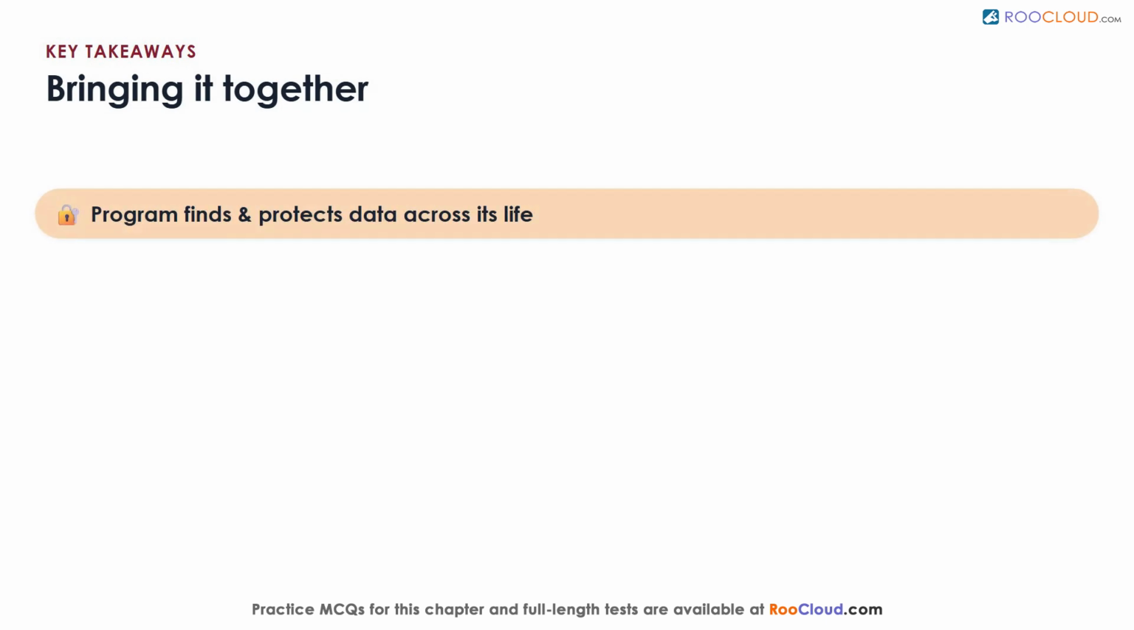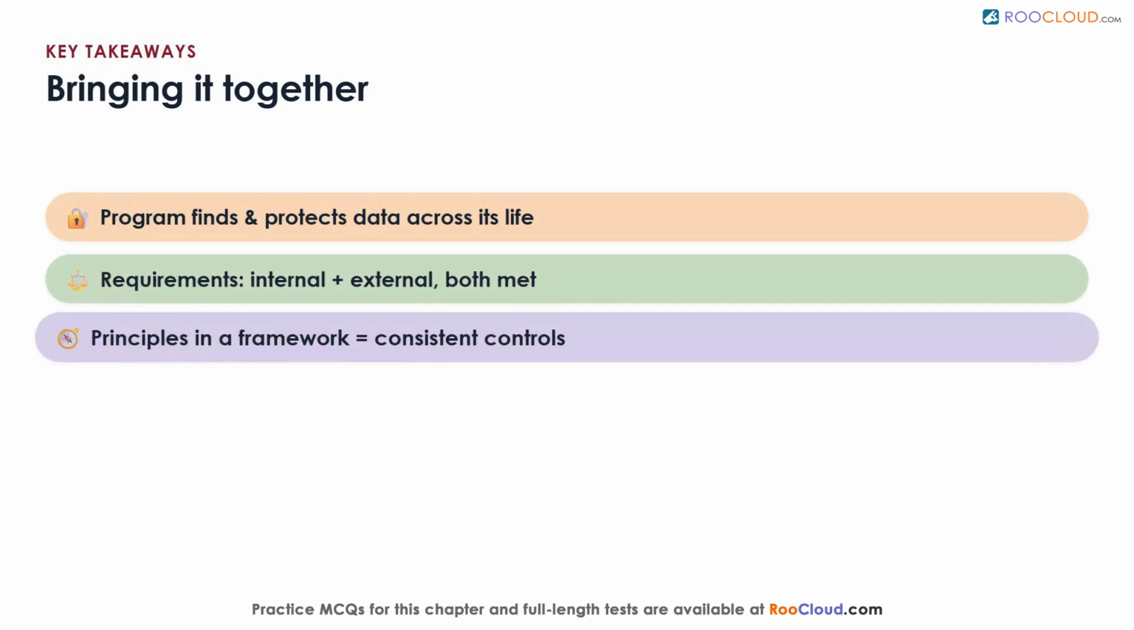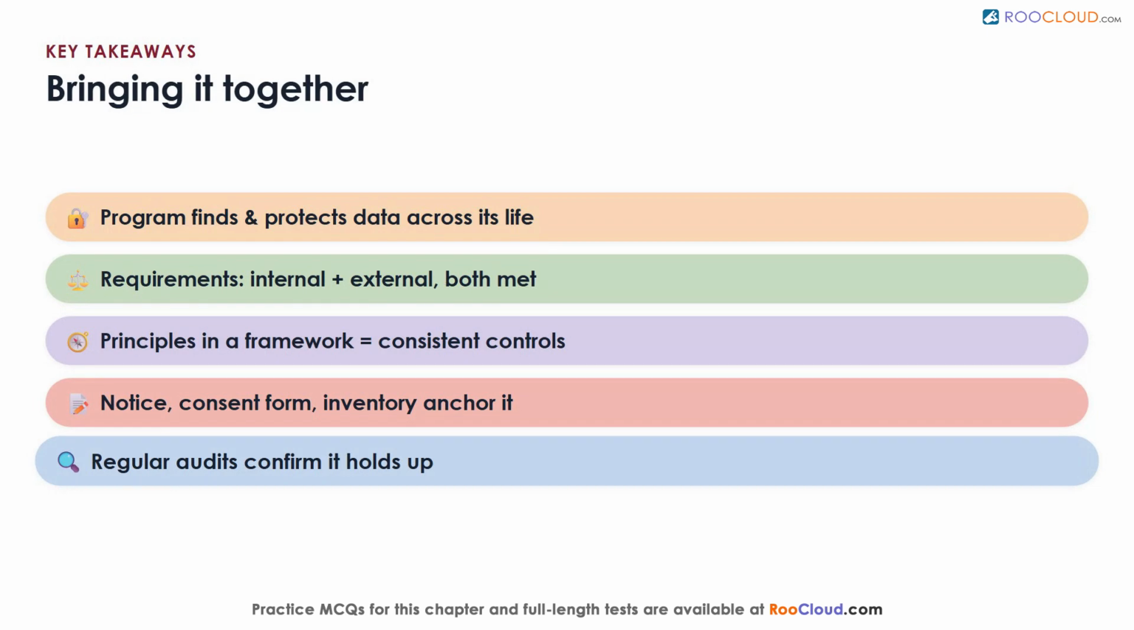So let's bring it together. A privacy program finds and protects personal data across its life. Requirements come from inside and outside, and both must be met. Principles in a framework keep your controls consistent. Documentation is what proves the program is real. The notice, the consent form, and the inventory anchor it. And regular audits confirm the whole thing holds up. Master this, and personal data becomes an asset you can defend.